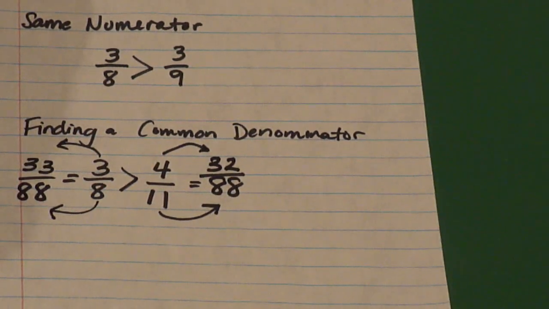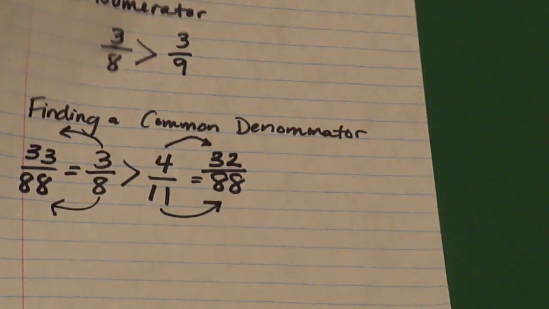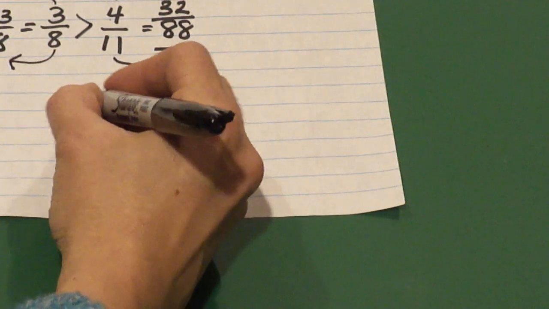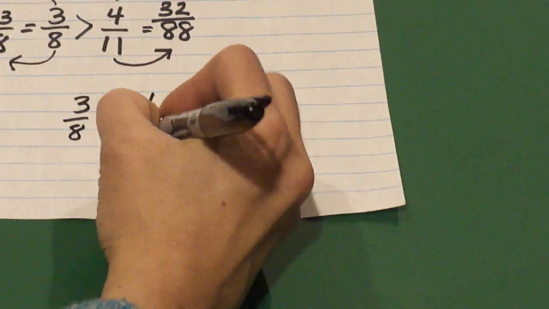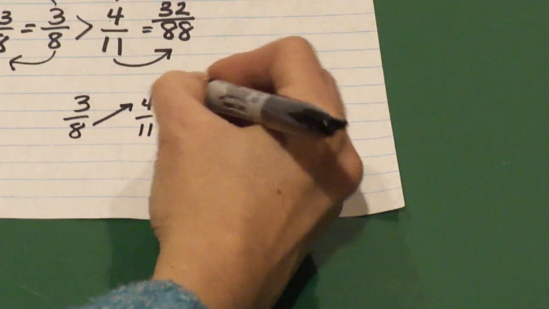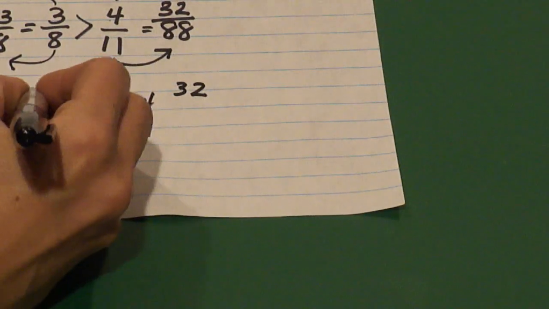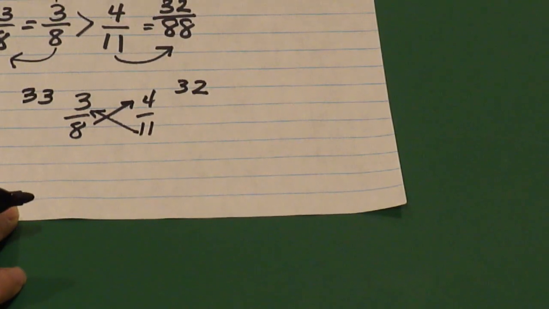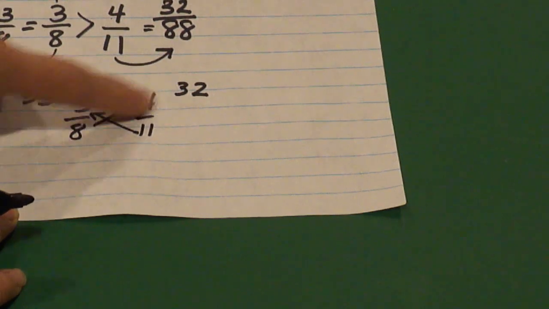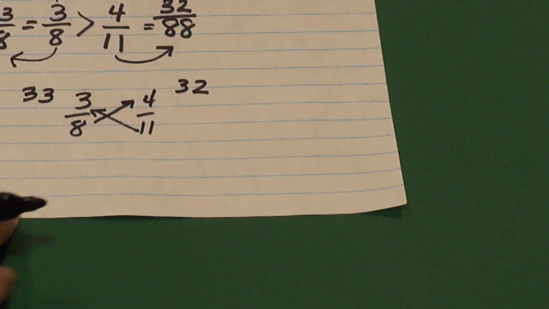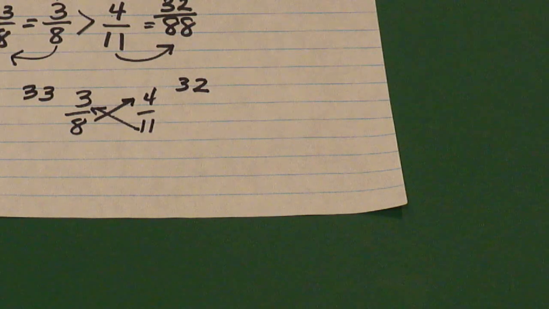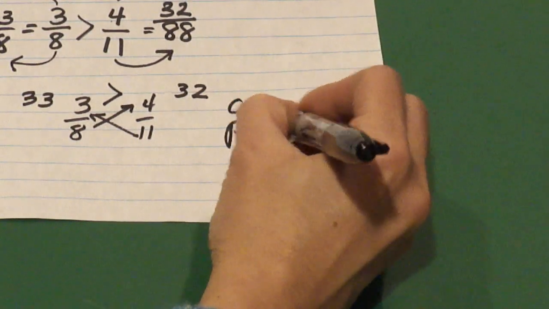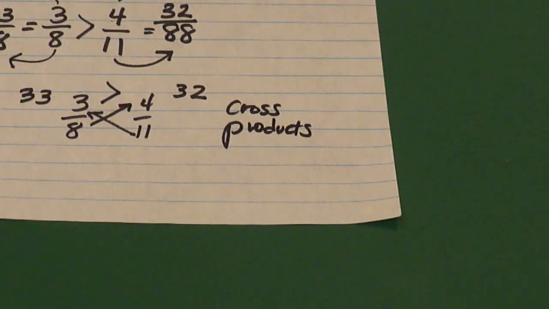We can use something called cross products to do something similar. It's basically a shortcut for what we just did. If I had 3/8 and 4/11 again, 8 times 4 is 32, and 11 times 3 is 33. These are my numerators in the fractions over 88, but I don't need the 88 to see that 33 are greater than 32 of whatever my denominator is. So using what's called cross products, I can use that as a shortcut to finding the common denominator.